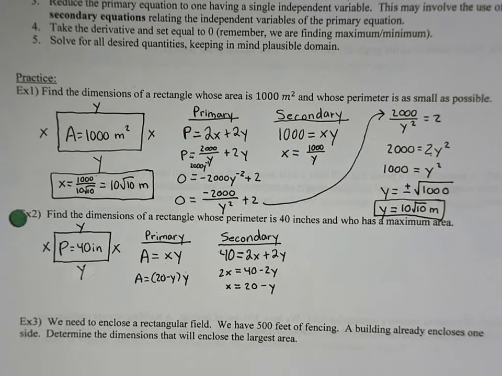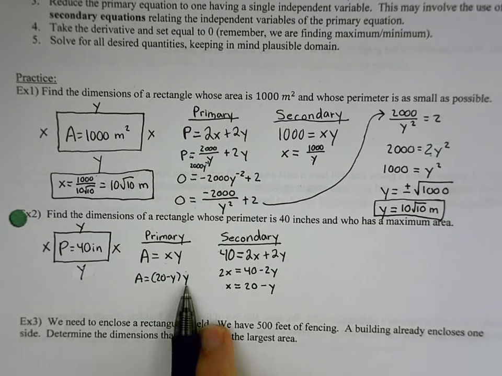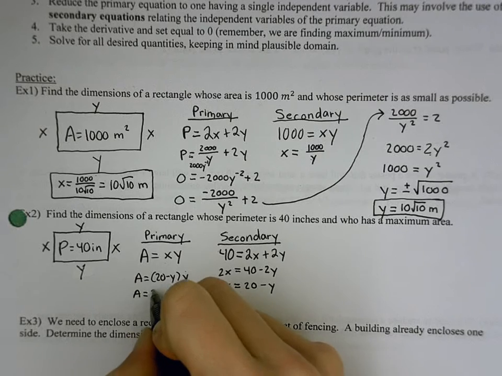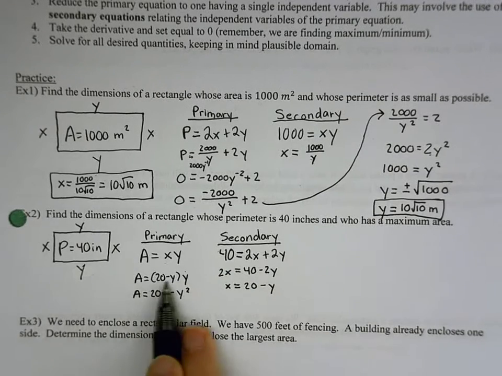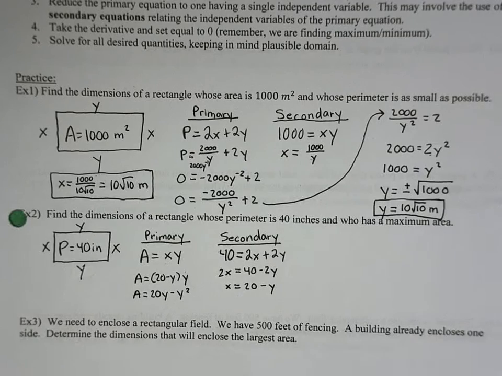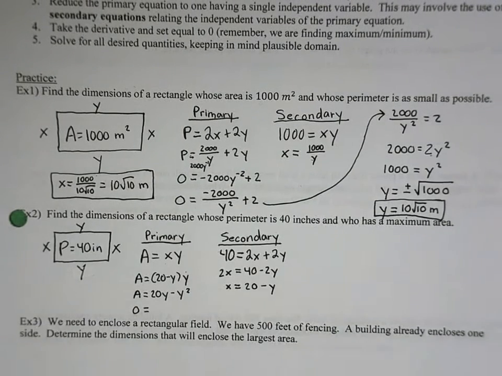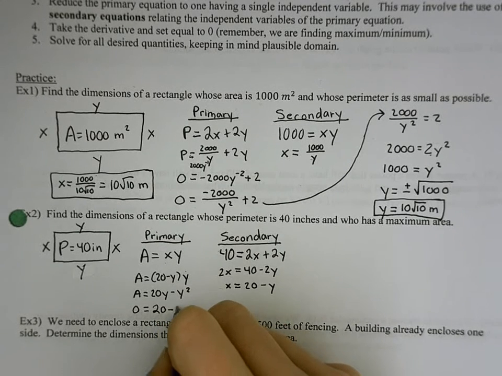Okay, next step, now that you've got your primary equation in terms of one variable, you're going to take the derivative and set it equal to 0. Before I take my derivative, I'm going to go ahead and distribute that y into the 20 minus y. This is where I'm going to take the derivative. You could do product rule up above if you wanted to. The derivative of 20y is 20. Derivative of y squared is 2y.